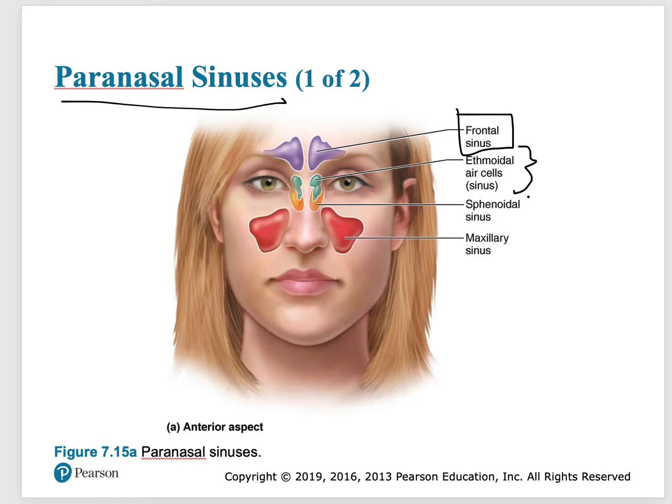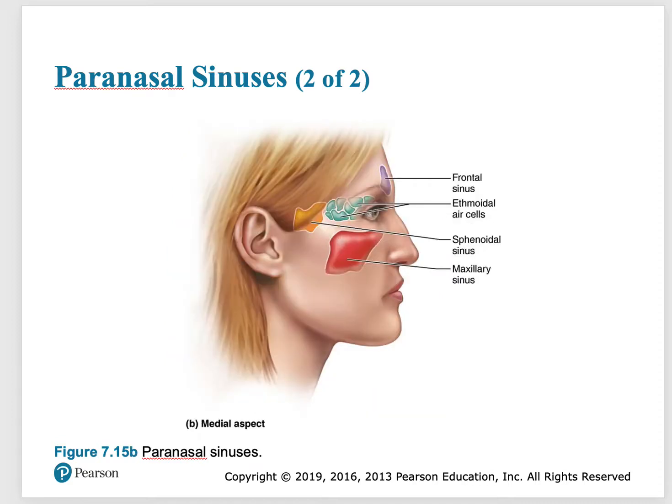We also have our sphenoidal sinus. And then lastly, we have the maxillary. So these sinuses are named for the bones that they are associated with. And here's that lateral view.